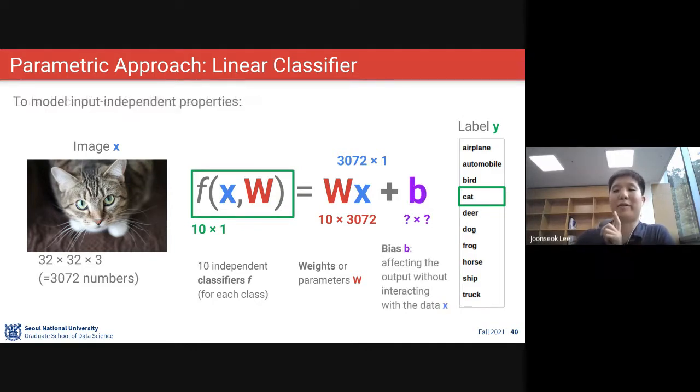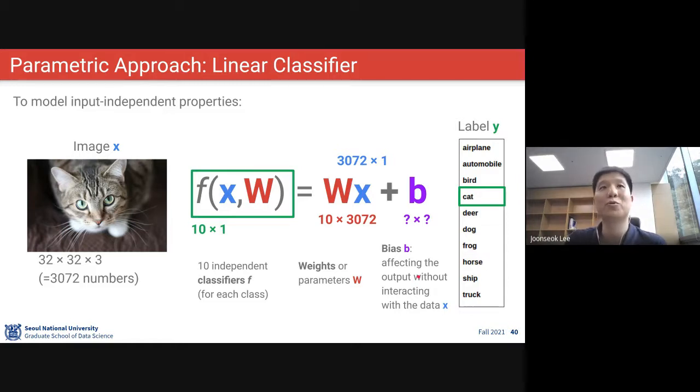Here we actually add one more thing, which is called bias. Bias is some factor that we would like to learn from the data, but it does not actually interact with the data in X, which means for each class we would like to have some prior score. Suppose we have more cat images in the data set than others, then we may expect that in the world we have more cats than deer or dogs. Then we would like to have a higher score for the cats, even without actually seeing the images. So the bias term is some additional term that affects the output without interacting with the individual examples.